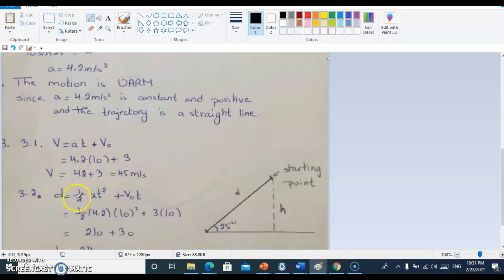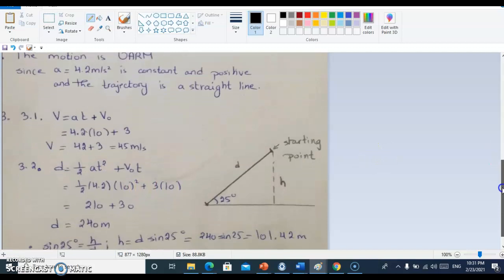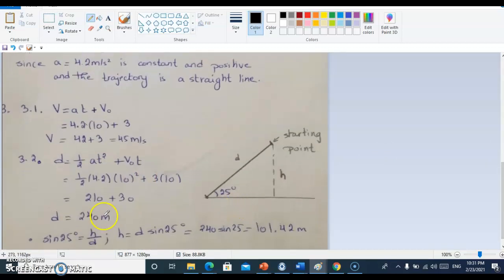And concerning the distance covered, d equal half at squared plus v naught t. Many students forgot to substitute this term. So we have half times 4.2 times 10 squared plus 3 times 10. We are given the values in the SI unit, so we don't need to convert anything. So 210 plus 30 is 240 meters.